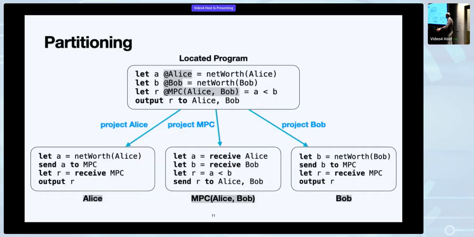Once we have a protocol for each statement, partitioning is actually pretty straightforward. We do it pointwise, so there's a projection function. And basically what you do is you say, okay, I'm trying to figure out what Alice is supposed to run. You go through the program, and for each line, you figure out what Alice needs to do for that line. If you're familiar with choreography programming, this is basically endpoint projection.